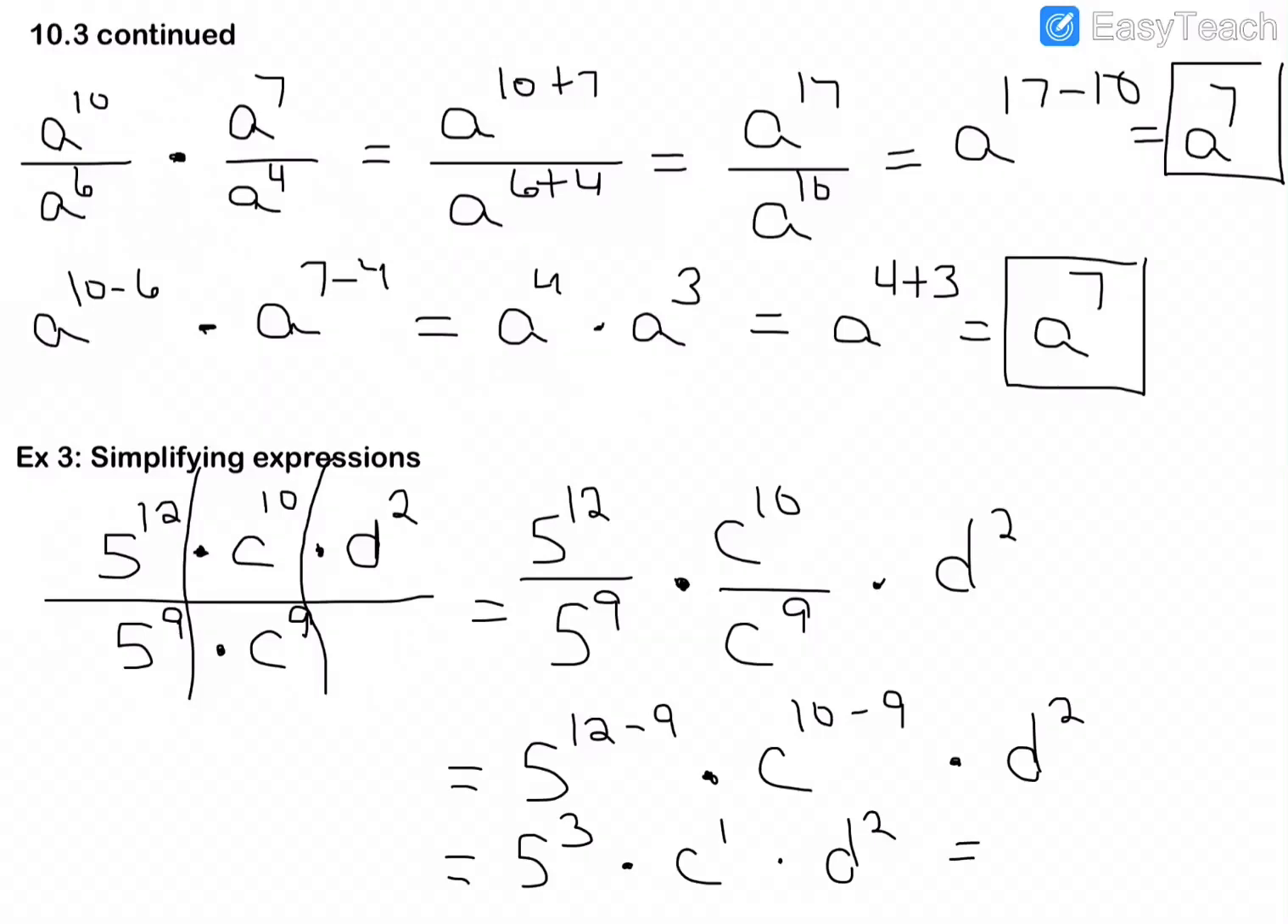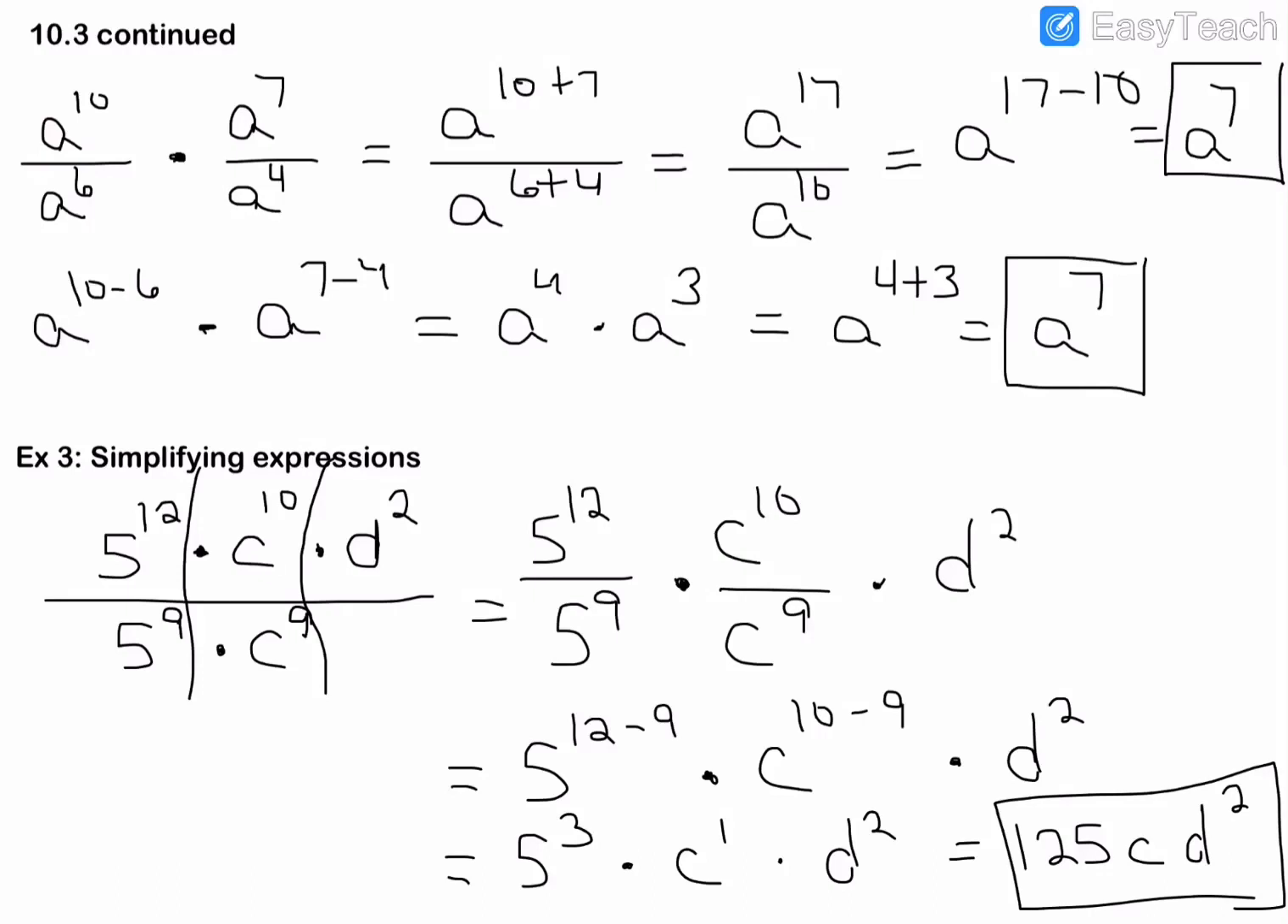If your problem is asking you to simplify your expression and it does not state the part where it says write your answer as a power, then you need to keep going. So 5 cubed, or 5 to the power of 3, is 5 times 5 times 5, which is 125. And now, since I'm multiplying, I'm just going to put it all together. 125 times c times d squared. Okay? You're just going through the steps. Don't try and skip a step.